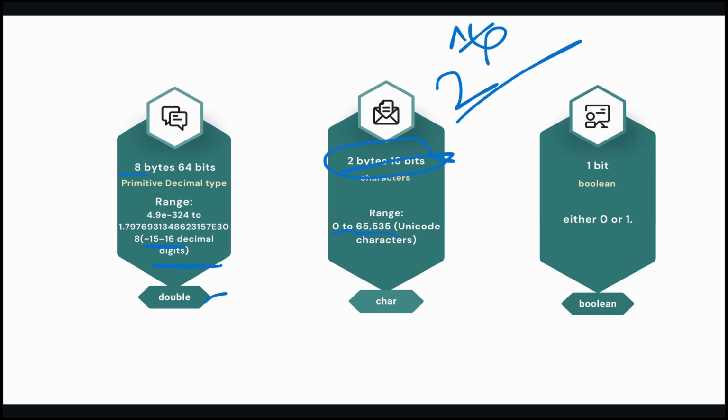Thus, by taking 2 bytes, Java makes it possible to support Unicode. And Boolean, it is just one bit. 0 means false, 1 means true.